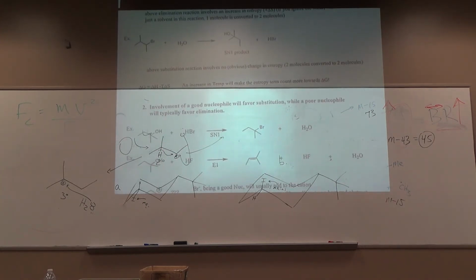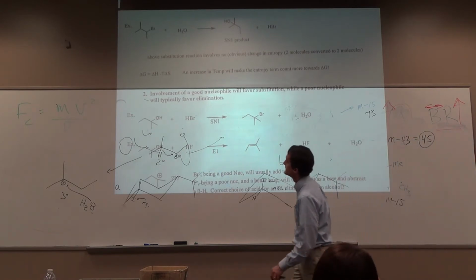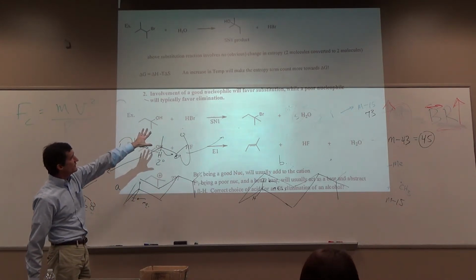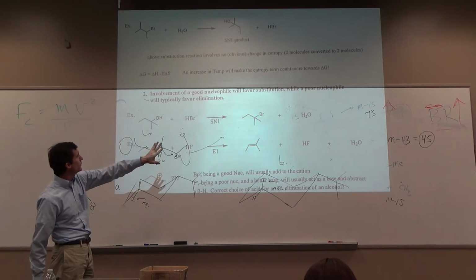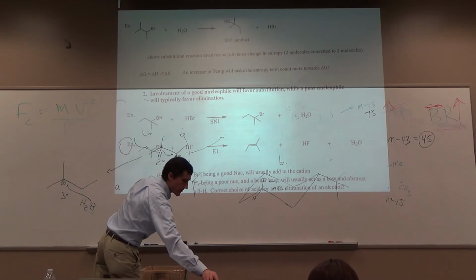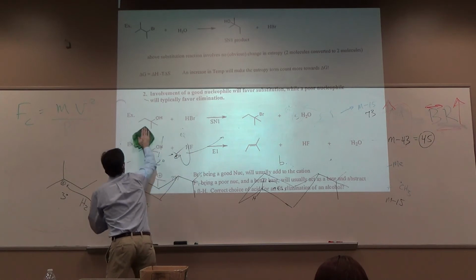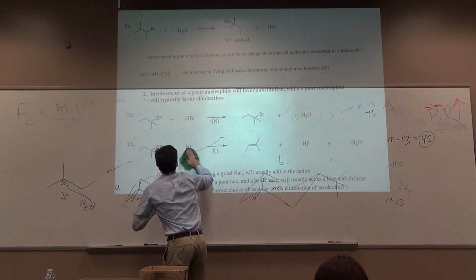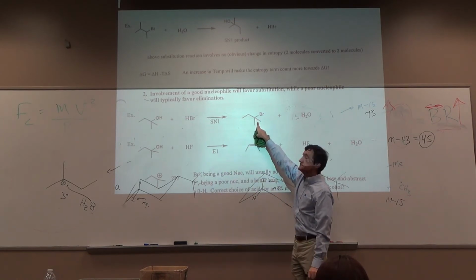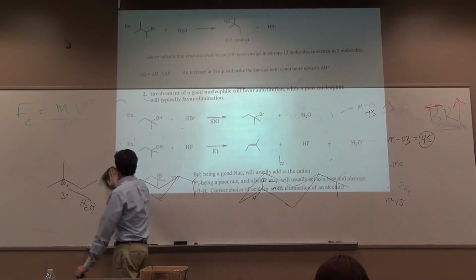So all that we've said a couple of times before. Okay, another idea here. Involvement of a good nucleophile will favor substitution, while a poor nucleophile will favor elimination. For example, it's known if you take that alcohol and react it with HBr, that's your major product. Assuming temperature is constant in both of these example reactions.